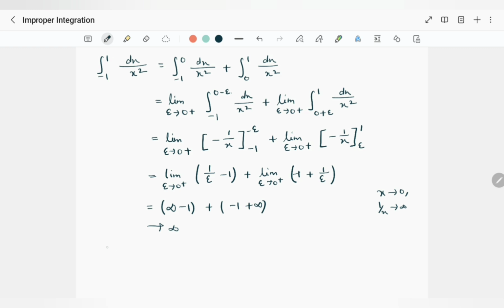So this integral minus 1 to 1 dx by x square is divergent. And similarly, we can find whether an improper integration is convergent or divergent. So these are the basics of finding improper integration. There are more properties and techniques to find improper integration.